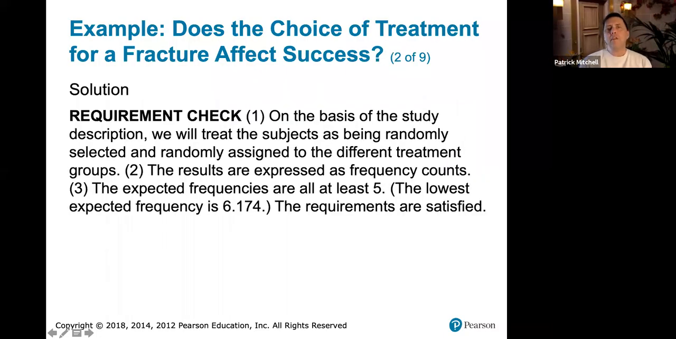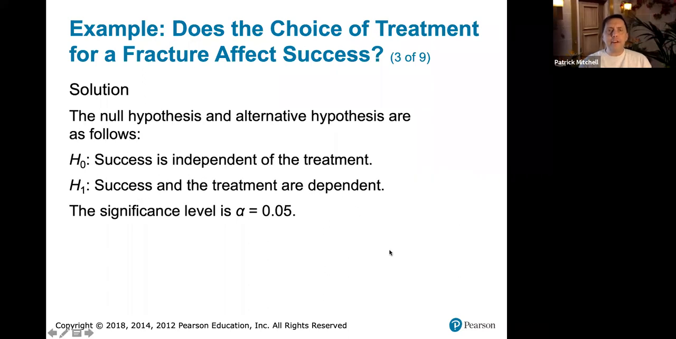Okay, so first checking the requirements. On the basis of the study description, we will treat the subjects as being randomly selected and randomly assigned to the different treatment groups. The results are expressed as frequency counts, and the expected frequencies are all at least 5. The lowest expected frequency is 6.174. So that satisfies the requirements. The null and alternative hypotheses are as follows. The null hypothesis is that success is independent of the treatment. The alternative is that success and the treatment are dependent. The significance level is alpha equals 0.05.